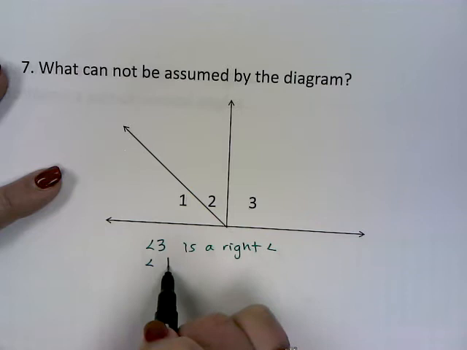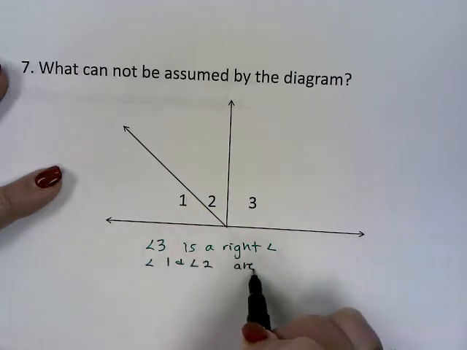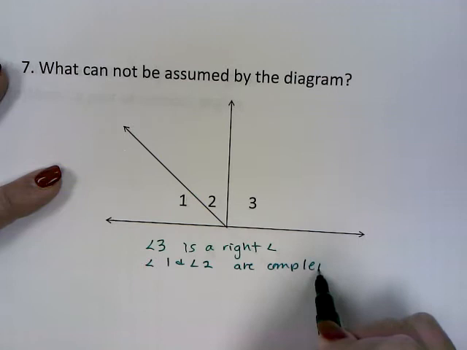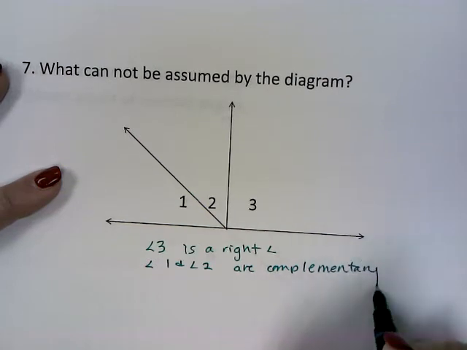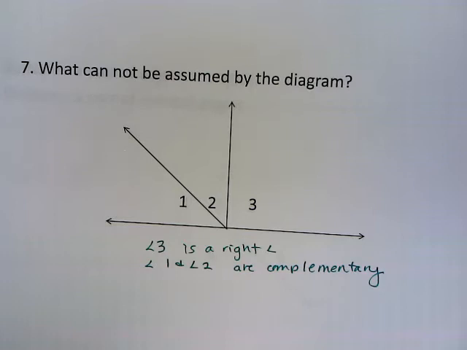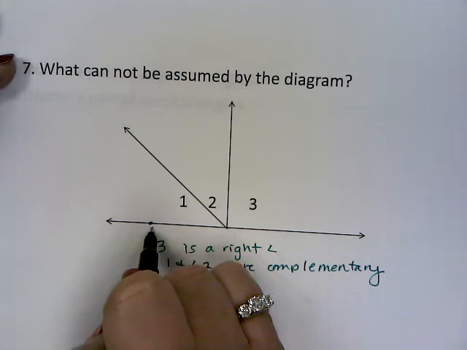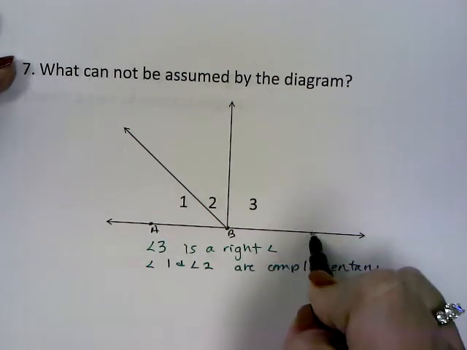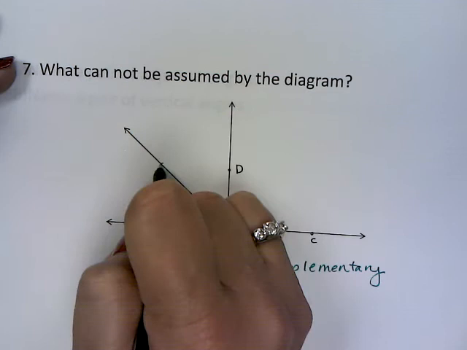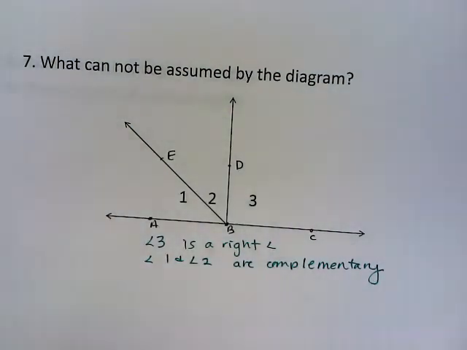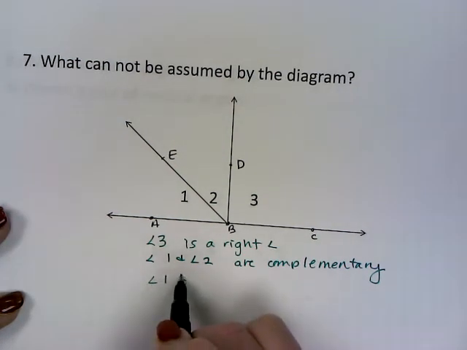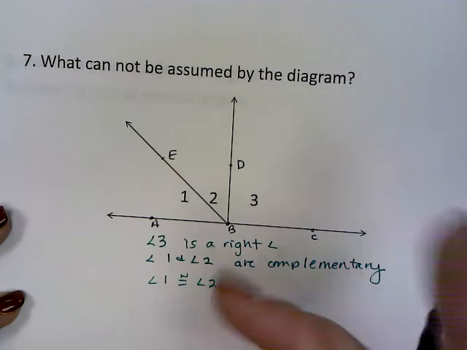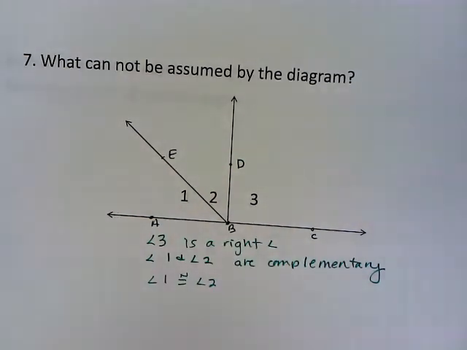I cannot assume angle 1 and angle 2 are complementary because that means there'd have to be a right angle there. I also cannot assume, let's just further our picture here a little bit, and let's draw in some points. So I also cannot assume that angle 1 is congruent to angle 2. Well, sorry, before I get to the points, because there's nothing here that says it bisects. It looks pretty close, but who knows? I don't know.